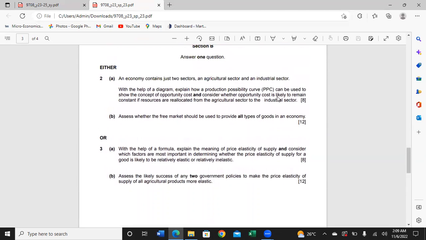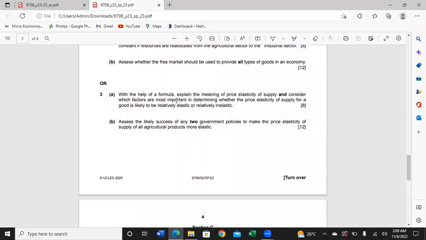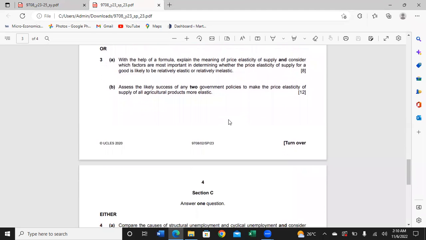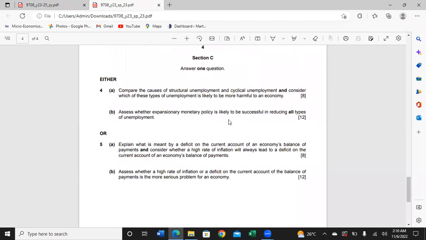Now question 3 of section B: with the help of a formula, explain the meaning of price elasticity of supply and consider which factors are most important in determining whether the price elasticity of supply for a good is likely to be relatively elastic or relatively inelastic. So you have to write the factors as well. Assess the likely success of any 2 government policies to make the price elasticity of supply of agricultural products more elastic. That has 12 marks. Now section C again has two questions you have to answer.